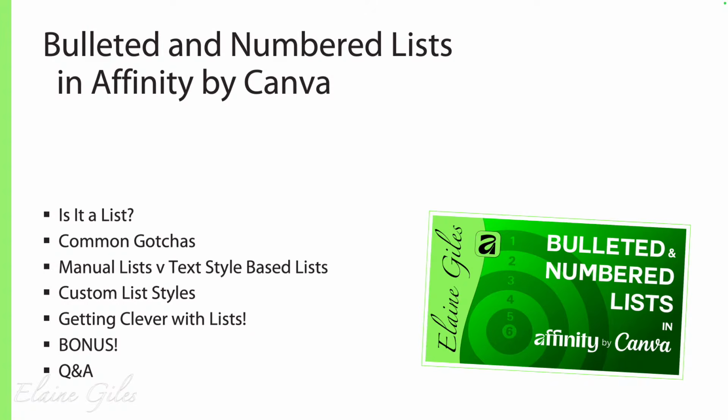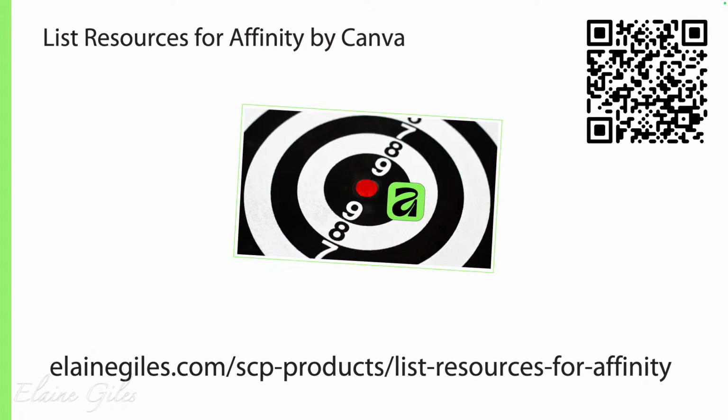We worked through the common gotchas and then we looked at manual lists and text style based lists. We created a custom list, a custom hybrid list. Then we got clever with lists. And of course, we have a bonus, which is a lot of the files that I've used tonight, so you can have a practice with them and actually follow along.